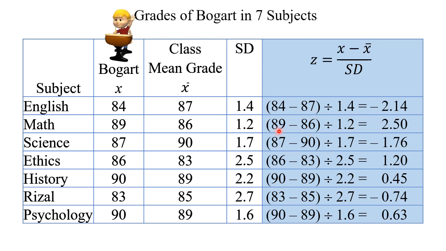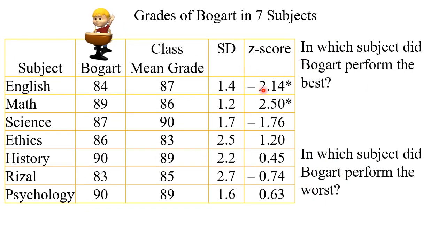So the math grade of 89 minus the mean grade of 86, divided by the standard deviation, will give us a z-score of 2.5. So if you're going to convert all these individual grades of Bogart into a standard score called the z, then these are now the corresponding z-scores. And these are the standardized scores already. So the higher the z-score in terms of grades, the better. The more negative the z-scores in terms of grades, the worse the performance will be. So that's how we interpret the results.